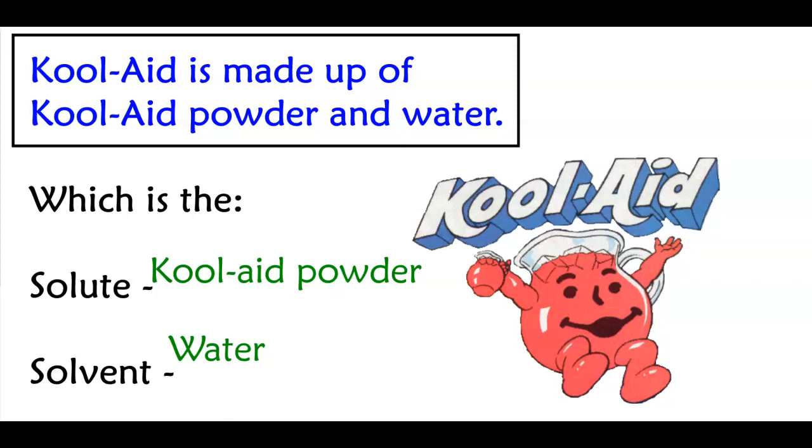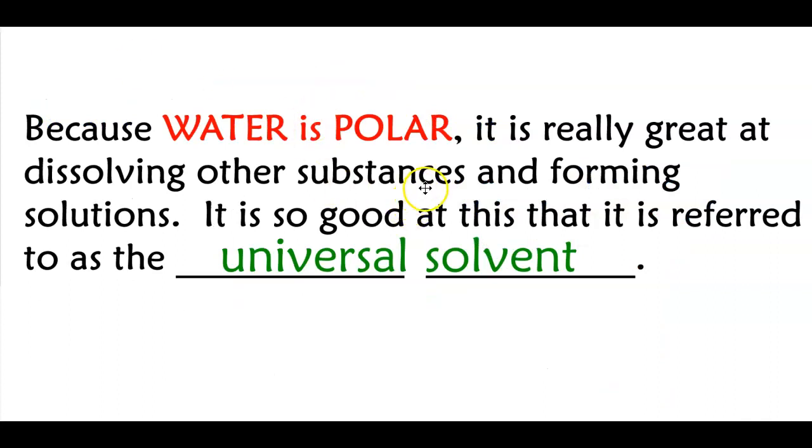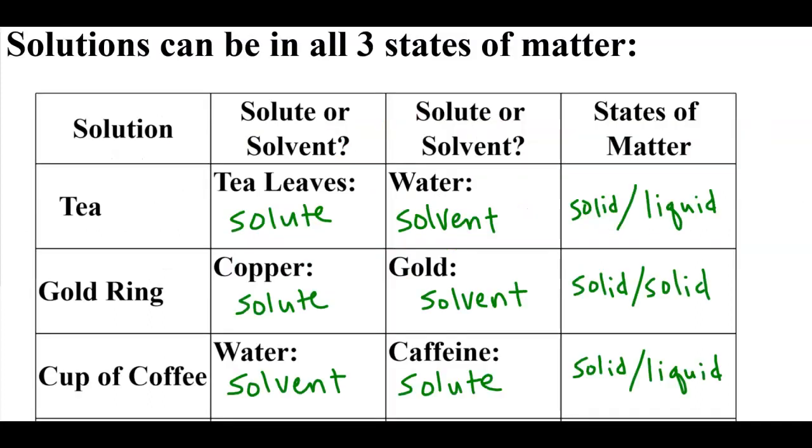So Kool-Aid, for example, is made up of Kool-Aid powder and water. Which is the solute, which is the solvent? The Kool-Aid powder is the solute, water is the solvent. Because water is polar, it is really great at dissolving other substances and forming solutions. It's so good at this that it is referred to as the universal solvent.